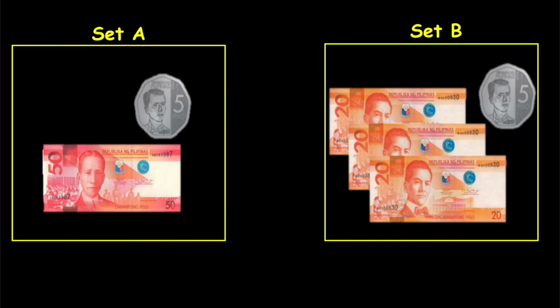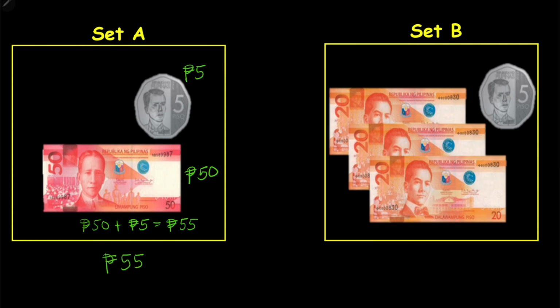For set A, we have one 50 peso bill and one 5 peso coin. So for the 50 peso bill, this is worth 50 pesos. And for the 5 peso coin, this is worth 5 pesos. So this is 50 pesos plus 5 pesos, which is equal to 55 pesos. So set A has money worth 55 pesos.